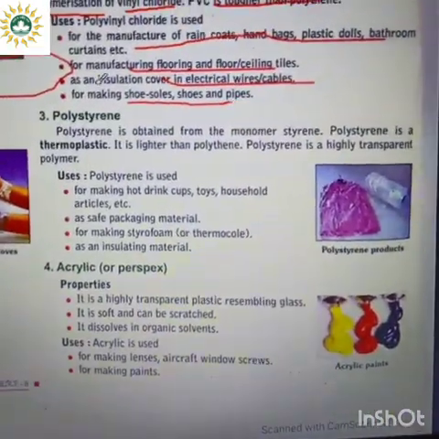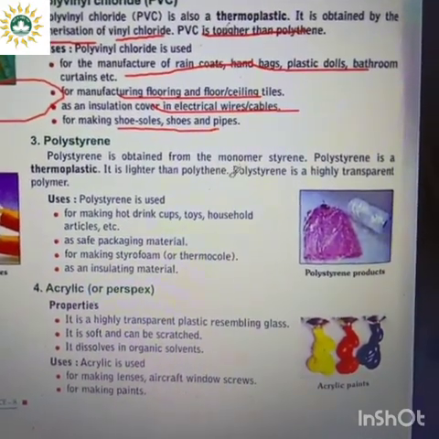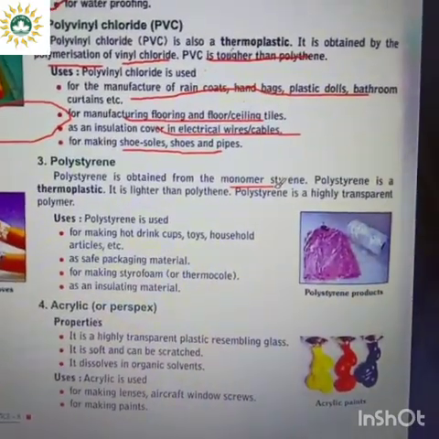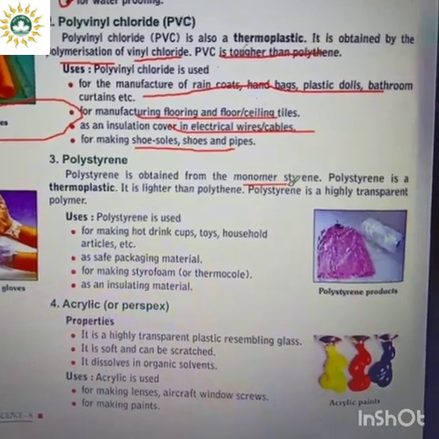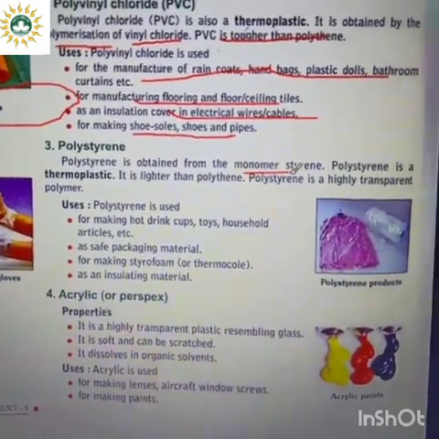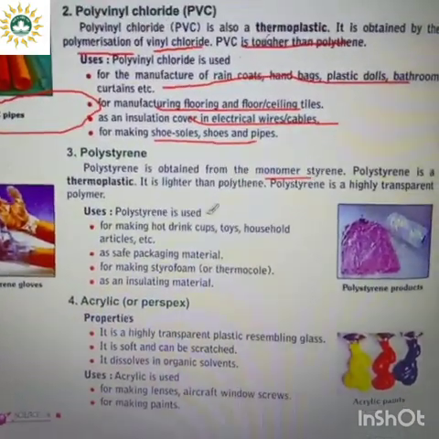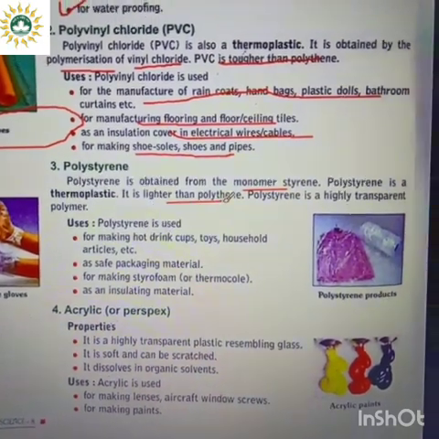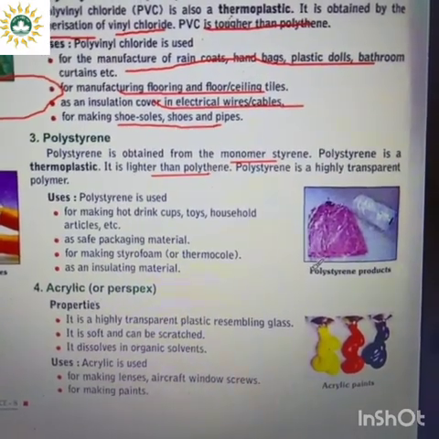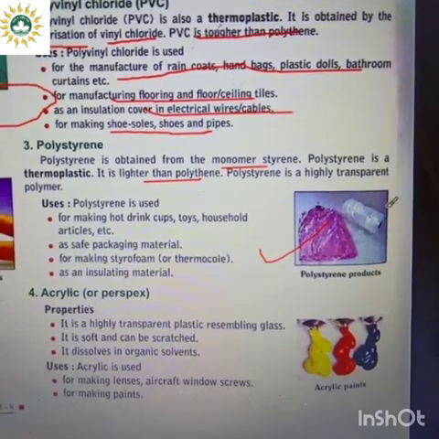Next, moving on to polystyrene. Polystyrene is a third kind of synthetic plastic which is obtained from the monomer styrene. Okay, so monomer styrene is also a carbon containing compound. This styrene gives rise to polystyrene. When it is polymerized, it will form poly plus styrene, that is polystyrene, and it is also a thermoplastic. It is lighter than polythene class. Okay, and it is a highly transparent polymer. You can see the picture over here. These transparent polymers are polystyrene.